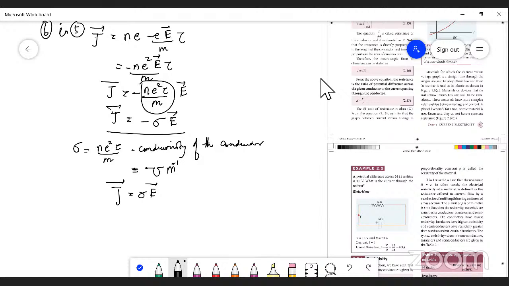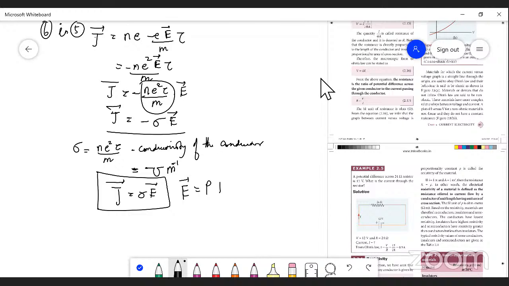With that idea in mind, we bring out the relation J vector is equal to sigma into E vector. This negative sign has been omitted. Why? We are applying the conventional idea that the current density must act in the direction of the electric field vector. So J vector is equal to sigma into E vector. Also, we can write E vector is equal to rho into J vector.